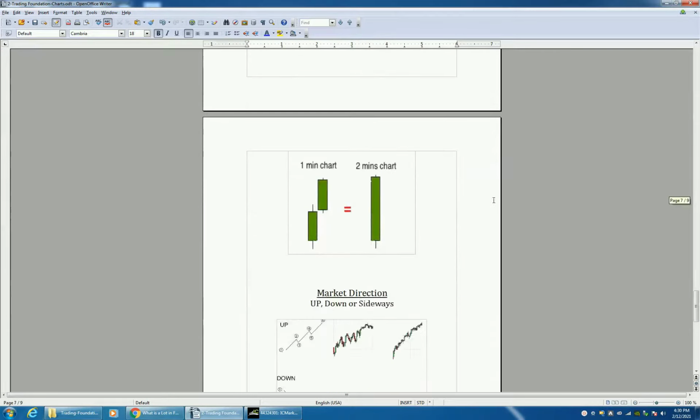Now let's look at one more representation that is a very good example. You're looking at a 1-minute chart. Every 2 candles here are green: you started below, you finished up. That represents, on the 2-minute chart, 1 big candle.